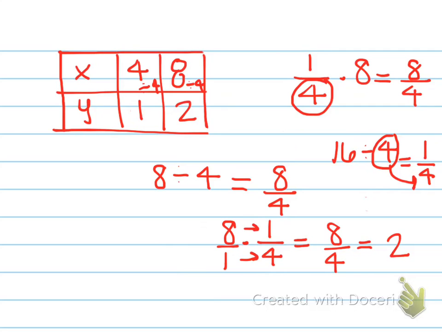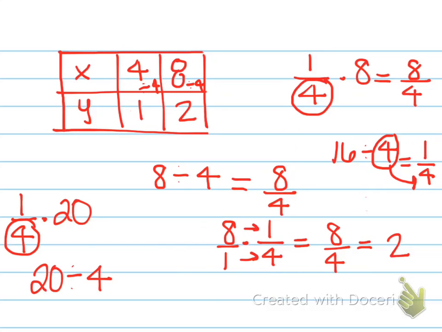So if I was multiplying 1/4 times 20, what would I be dividing by? I would be taking 20 and I would be dividing by 4, because whatever I'm multiplying by, I can take the denominator and divide it by that same number, as we see here.